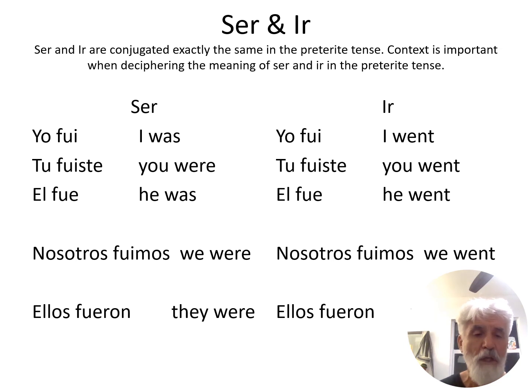So for ser, yo fui, I was. Tú fuiste, you were. Él fue, he was. Nosotros fuimos, we were. And ellos fueron, they were. Now, look at the verb ir, to go. It conjugates the same way in Spanish. Yo fui can also mean I went. Tú fuiste, you went. Él fue, he went. Nosotros fuimos, we went. And ellos fueron, they went.